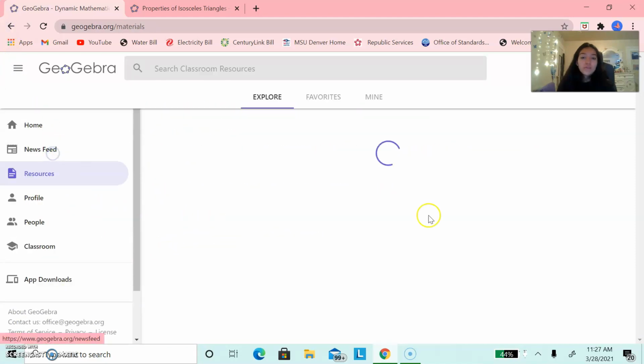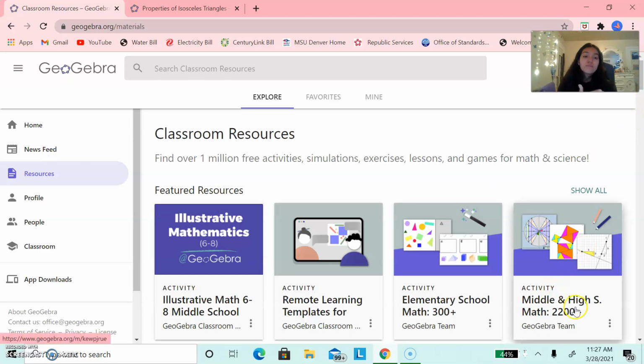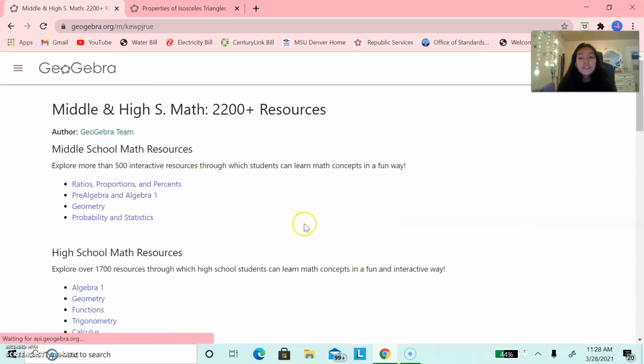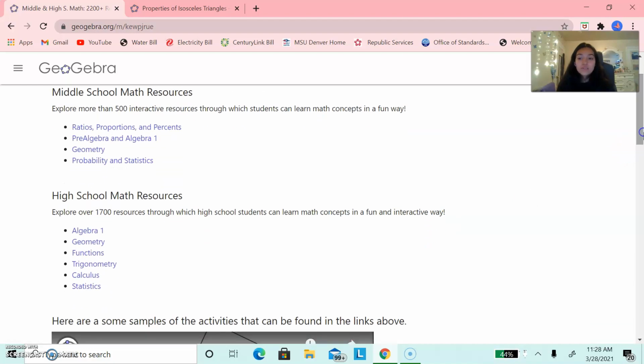Or you can go back to the resources and go to the middle and high school math, and here it also covers what middle schoolers and high schoolers cover in school. And this is why it's very effective. There's a lot of learning tools. It can really pinpoint what students are learning in the classroom and can really help them out. So this is why GeoGebra is effective.